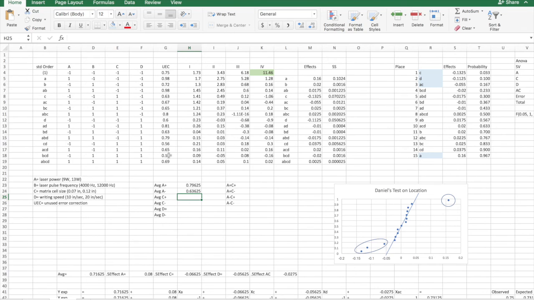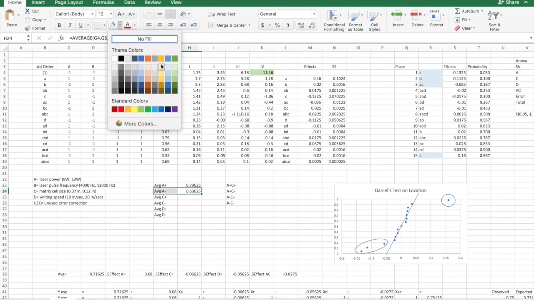And we do the same for, well, in here we can see that we have similar effects, but since in the problem we assume we want to minimize the UEC, the response variable, we have to then select A minus, because A, when it's at the low level, has a lower average. So we select A minus.